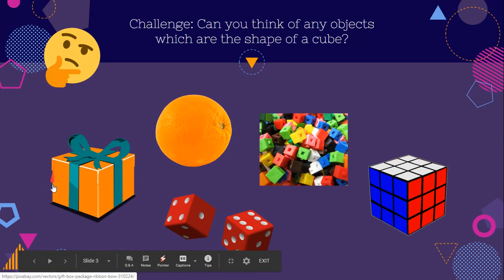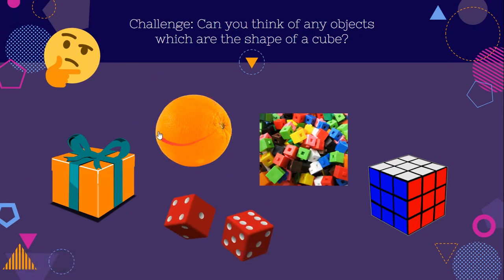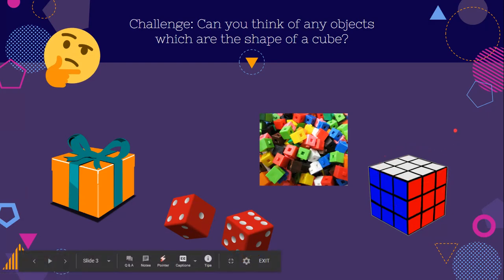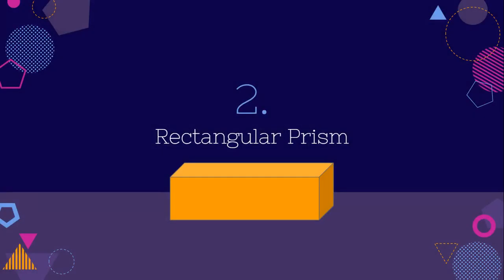Well, let's see. The first one is the gift box. Do you think the gift box has the shape of cube? Yes, it does. Do you think the dices has the shape of cube? Yes, of course they do. Do you think the orange has the shape of cube? Mm-mm, I don't think so. Bye bye, orange. Do you think these blocks has the shape of cube? Yes, of course it does. Do you think that cube has the shape of cube? Well, yes, it does.